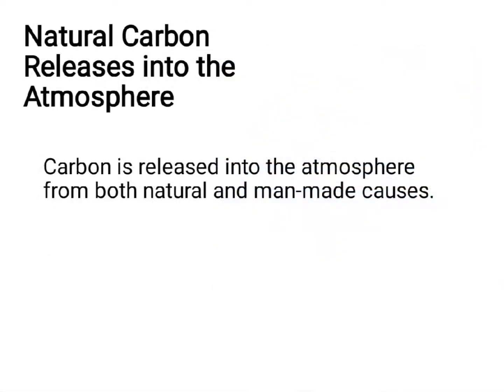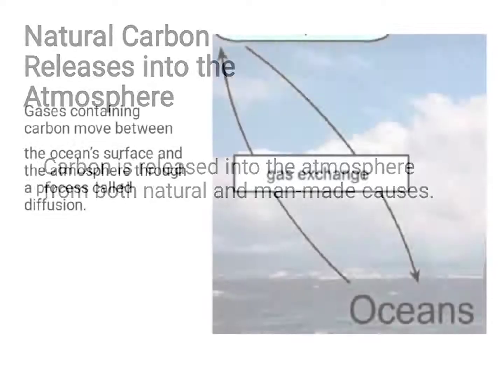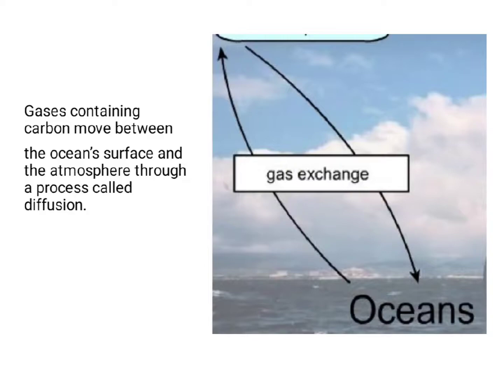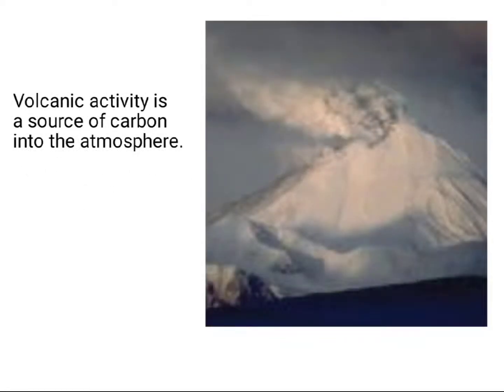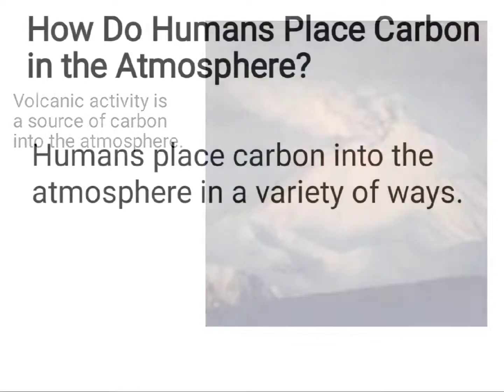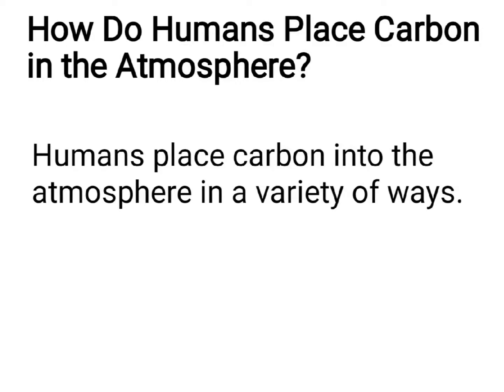Natural carbon released into the atmosphere. Carbon is released into the atmosphere from both natural and man-made causes. Gases containing carbon move between the ocean surface and the atmosphere through a process called diffusion. Volcanic activity is also a source of carbon in the atmosphere. So how do humans place carbon in the atmosphere? Humans place carbon into the atmosphere in a variety of ways.